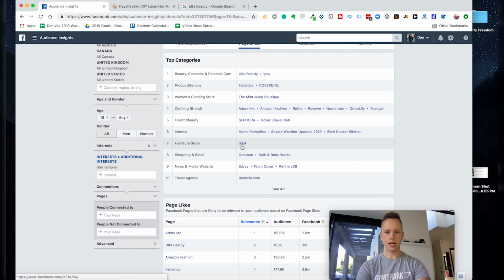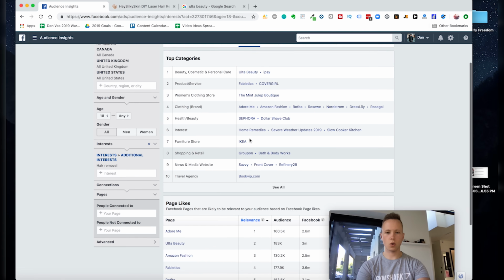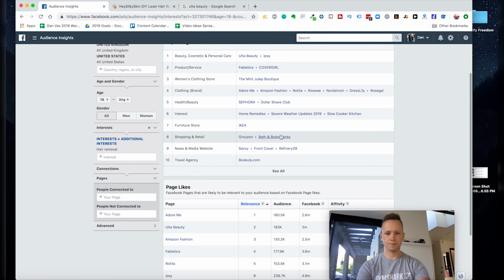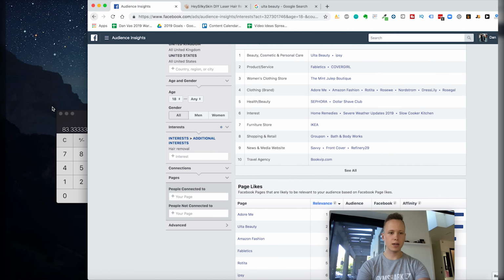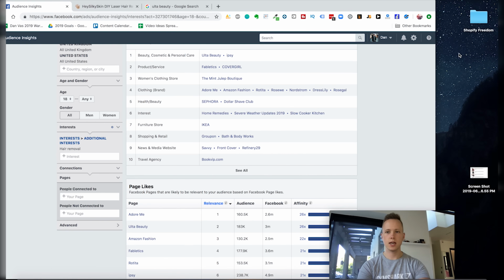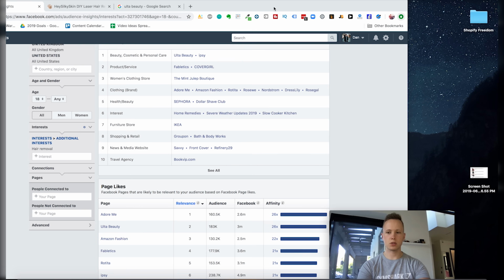So Sephora, IKEA, probably not. IKEA is a hardware store, so we're not going to do that. Bath and Body Works could be great, so we'll write that down. Bath and Body Works is kind of relevant, I would say. It's not hair removal, but I think there's definitely a cross between the audiences.